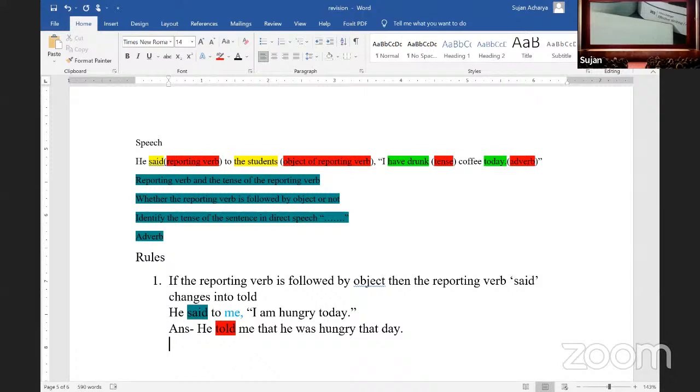If the reporting verb is followed by an object, then the reporting verb said changes into told.